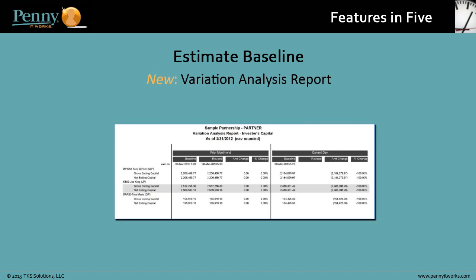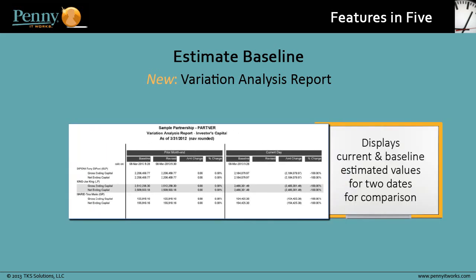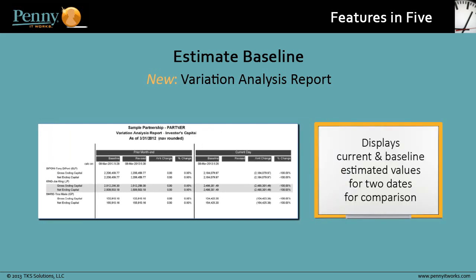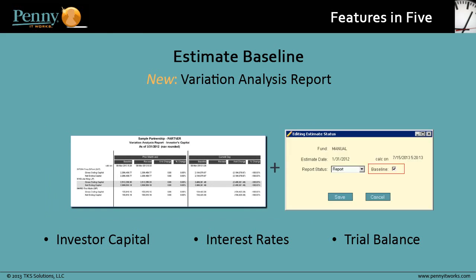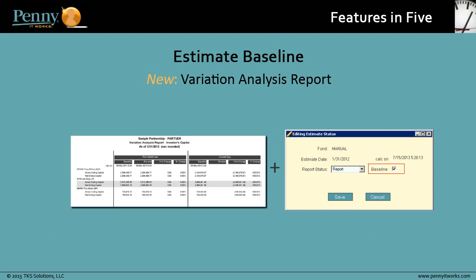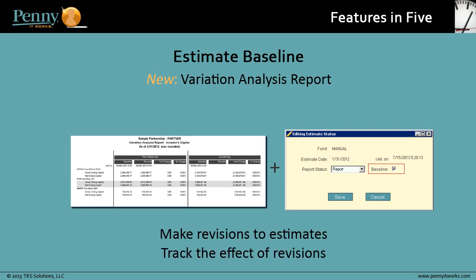The new Variation Analysis report displays the current and baseline estimated values for 2 dates for comparison. And there are 3 variations of this report: investor capital, interest rates, and trial balance. The Variation Analysis report and the baseline indicator together are a particularly powerful combination when you distribute estimates to third parties. Using these tools, you can make revisions to those estimates and track the effect of those revisions.